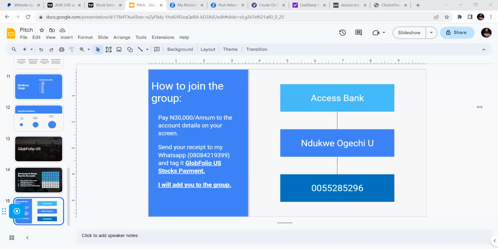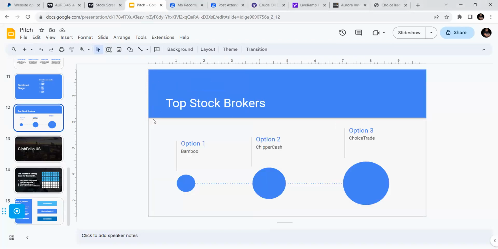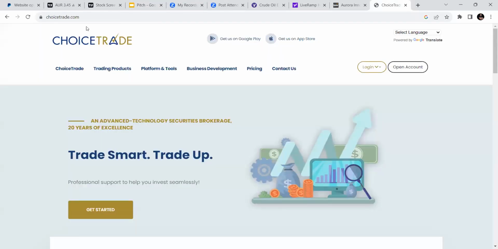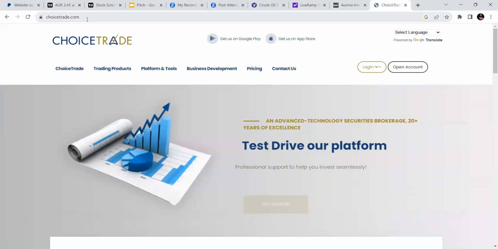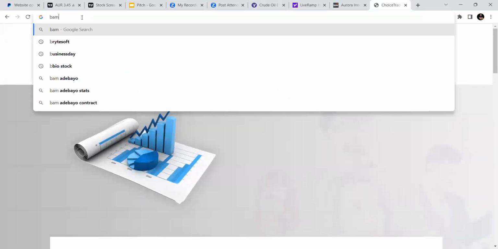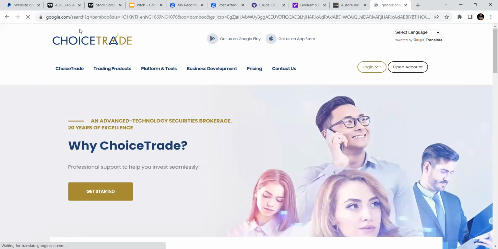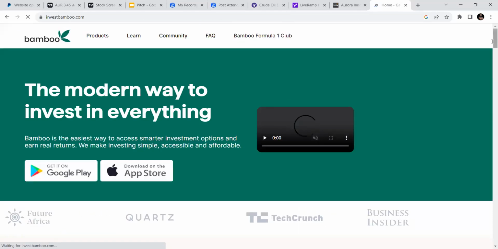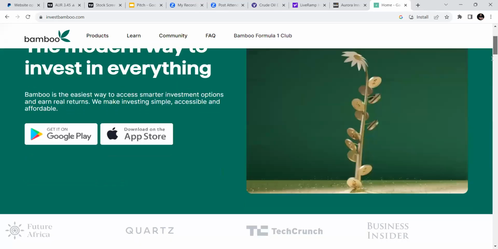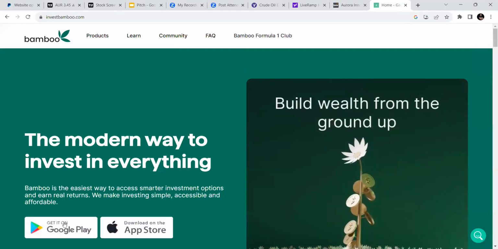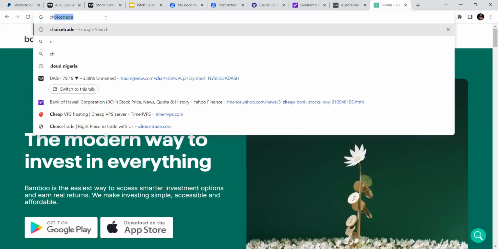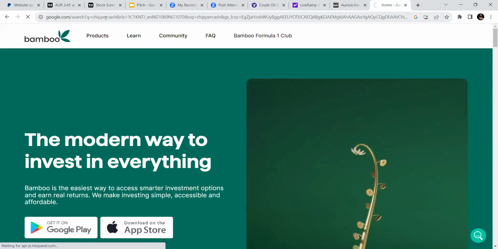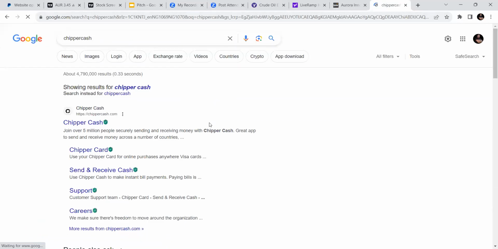Can you mention the full names of the brokerage firms so we can register? This is Bamboo, Chipper Cash, and Choice Trade. This is Choice Trade, choicetrade.com. Bamboo is a mobile app, so you can use their mobile app. This is it here, you can see. This is Bamboo, a mobile app, so you download it to your phone. Chipper Cash is also a mobile app, so you can download it to your phone. It makes it easier.